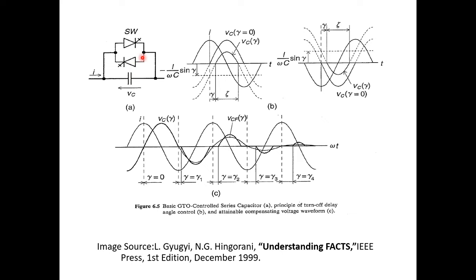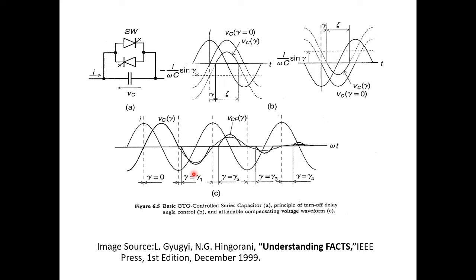These are in off position. For different gamma values, the GTOs turn off, and before that point they are in on position. This one is a graph they have drawn. Current leads voltage. Gamma equal to 0 means maximum voltage across the capacitor. If gamma equals gamma 1, before that point the GTOs are in on position, and after that point the GTOs are in off position.